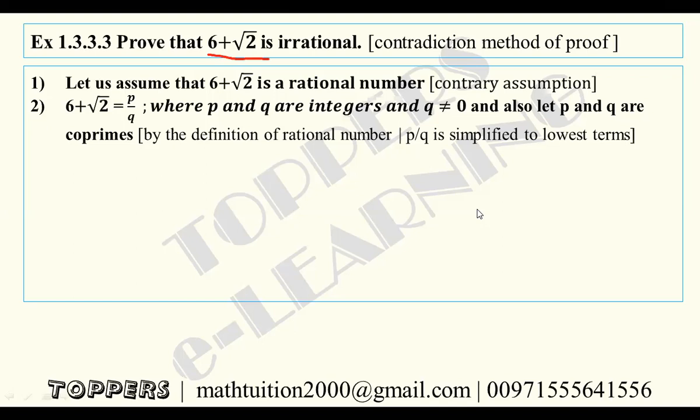Now we have to make root 2 the subject. For that, we have to bring 6 to the RHS. When you bring this plus 6 to the right, it will become minus 6. So we get root 2 equal to p by q minus 6.